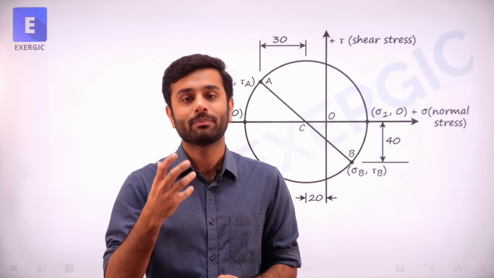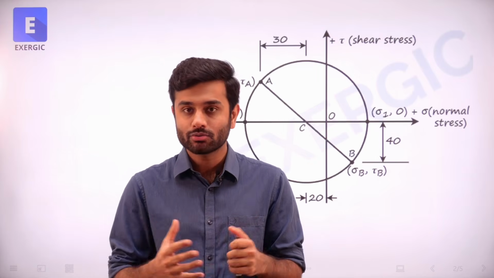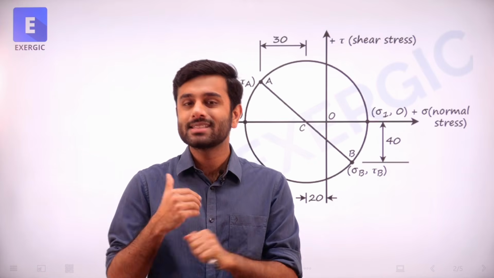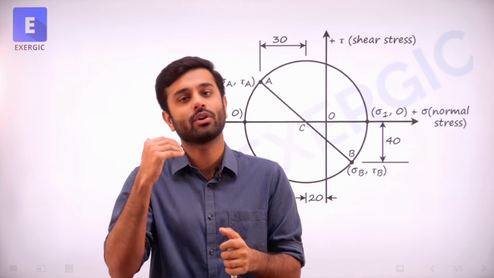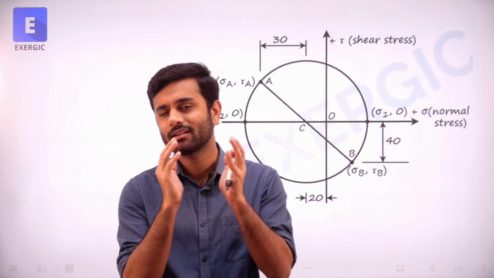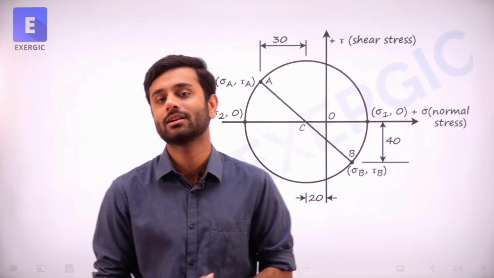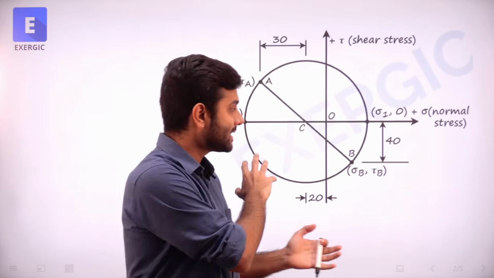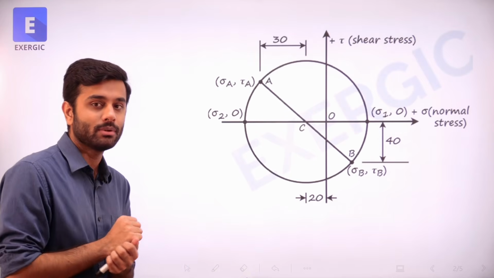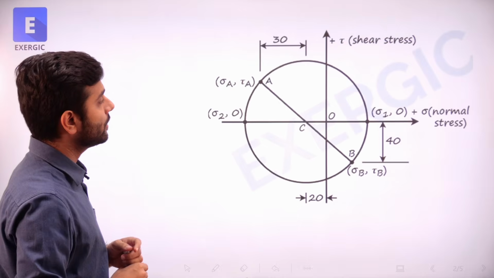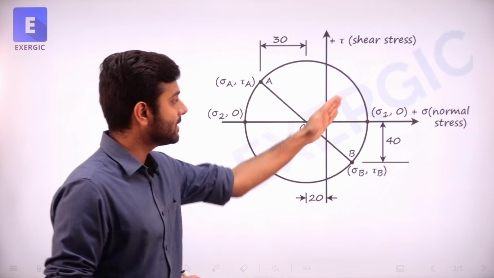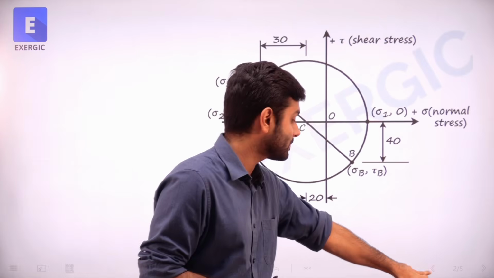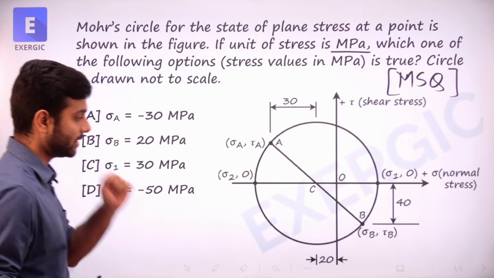So I generally recommend to students that it would be easier, less confusing for you, if you give an honest try to Mohr circle, the graphical method, and try to become an expert in this method. For example, this question is a perfect example to show that. The values that you have to find out are sigma A, sigma B, sigma 1 and sigma 2 with their respective signs, plus or minus, correct?